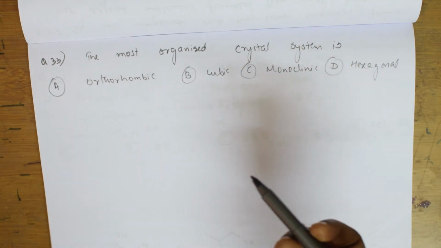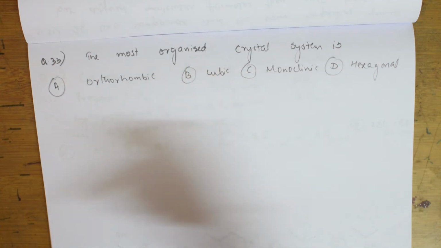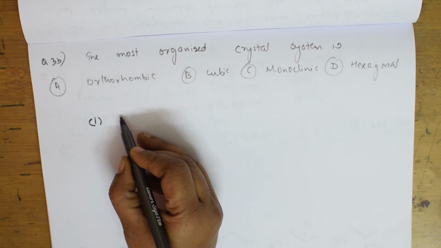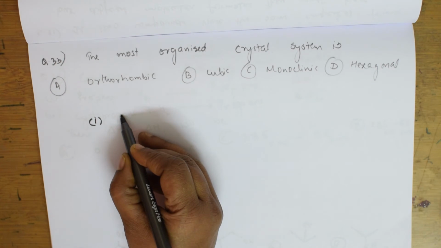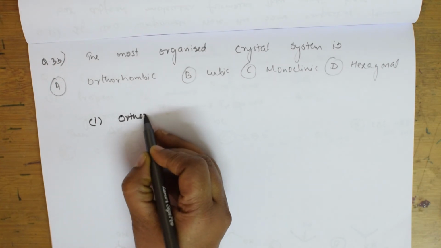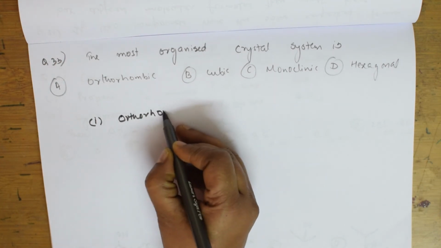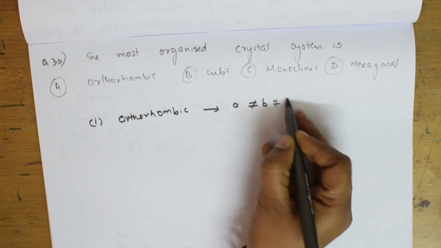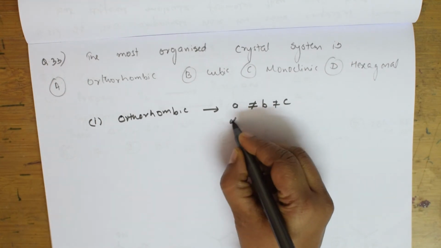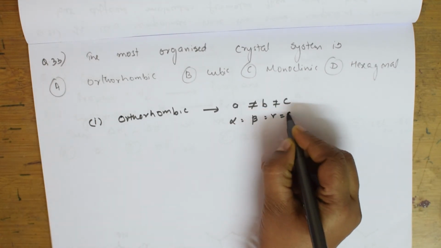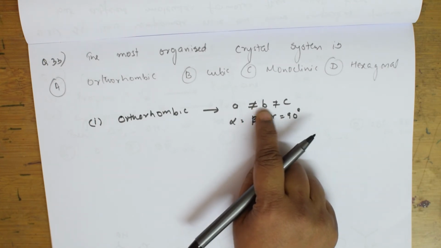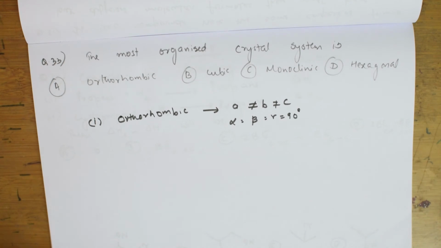Basically, for Bravais lattices, you need to remember the parameters, students. Otherwise, you can't answer such questions. Let me write the parameters for all. In orthorhombic, what is the criteria? A is not equal to B is not equal to C, and alpha equals beta equals gamma equals 90 degrees. Is it an organized system? No, because all the edge lengths are not equal.